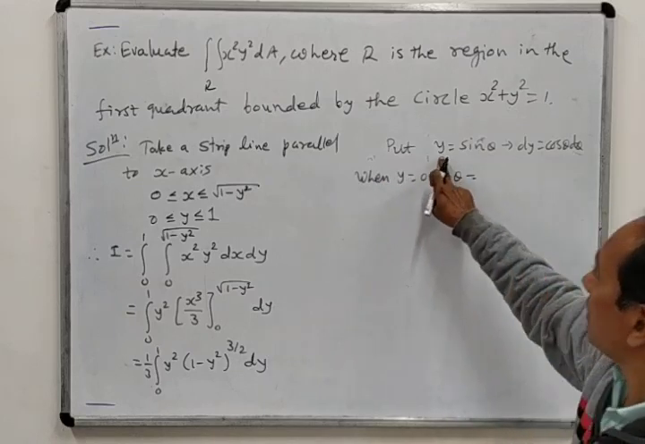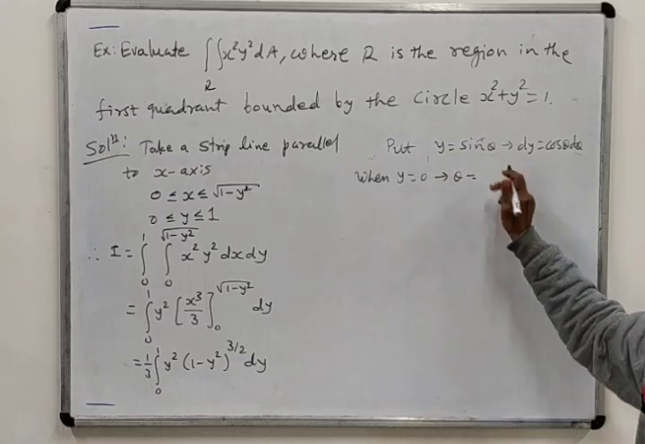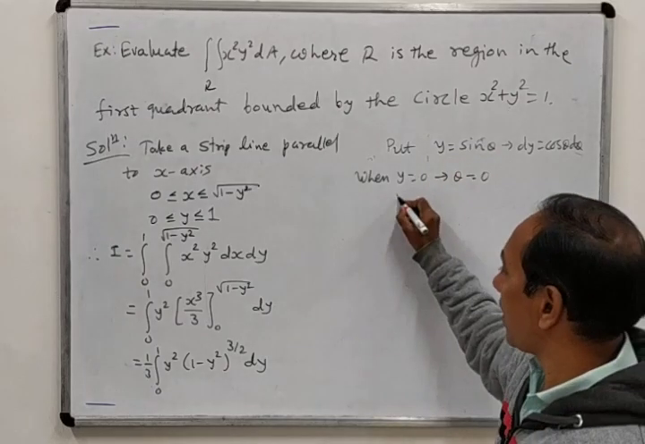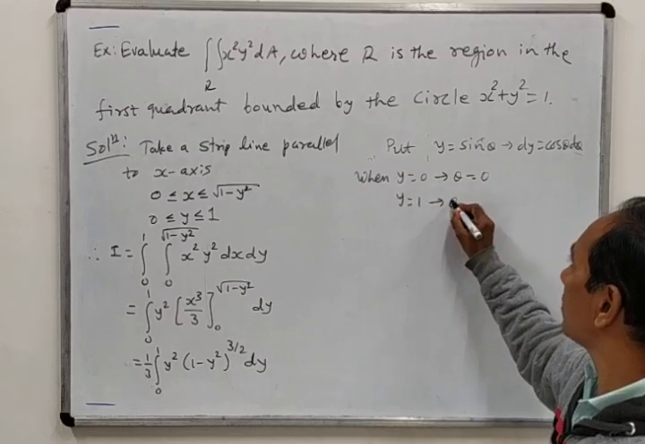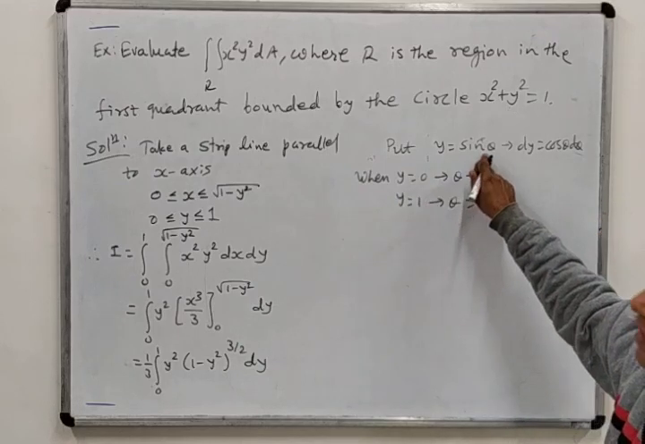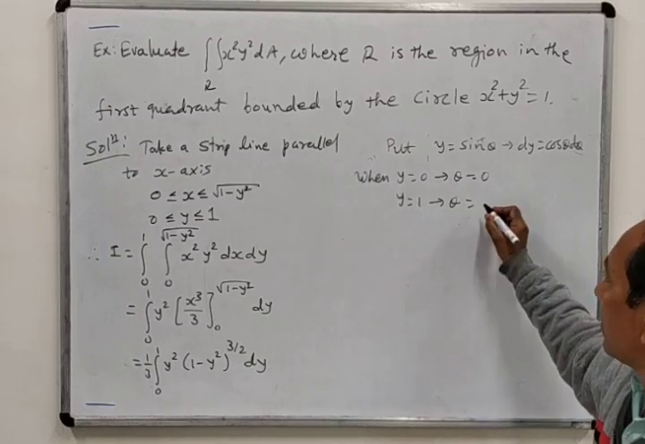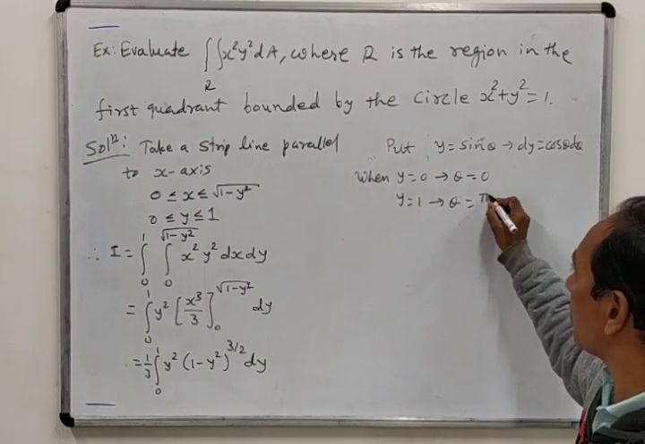What is this? If we put y equal to 0, sin theta equal to 0. So sin 0 is 0. That means theta is 0. And when y equal to 1, theta is what? If we put 1 equal to sin theta, we know that sin pi by 2 is 1. So theta equal to pi by 2.